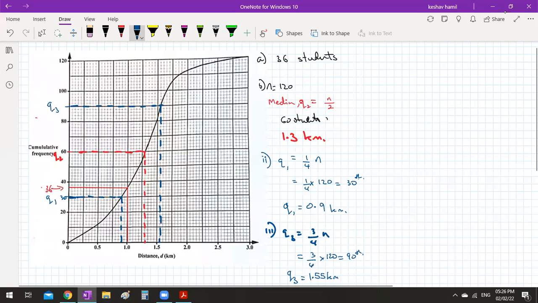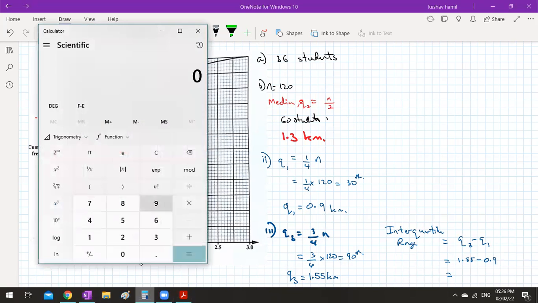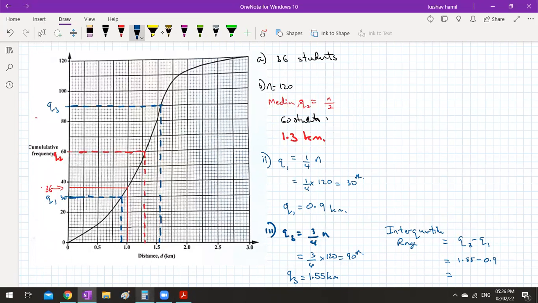Now, not done there. The question asks for the interquartile range. Interquartile range is Q3 minus Q1, right? This is 1.55 subtract 0.9. If you can't do it regularly, you could use a calculator, right? So 1.55 subtract 0.9 is 0.65 kilometers.